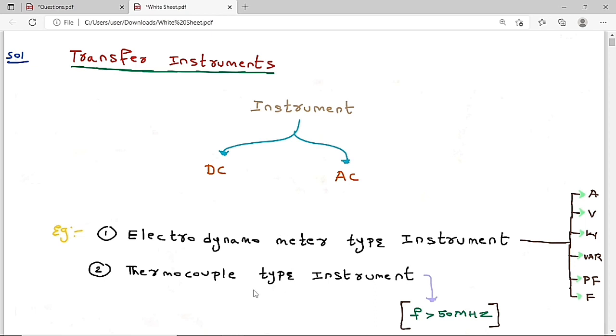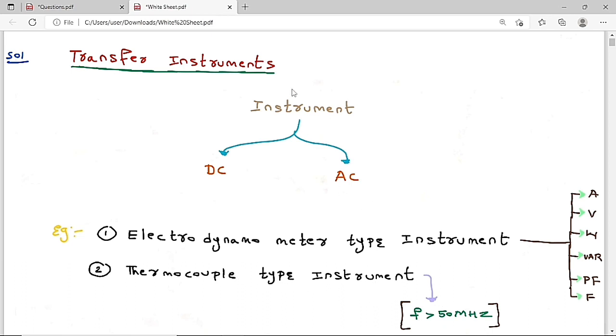Thermocouple type instruments can also be used to measure AC as well as DC, and these instruments are very accurate only for a frequency range of above 50 MHz. Only above 50 MHz are the thermocouple type instruments very accurate.